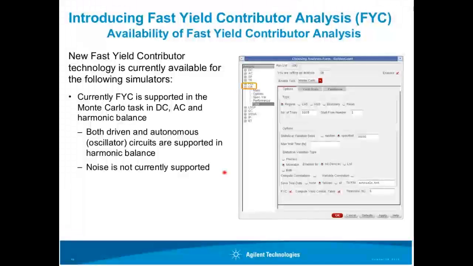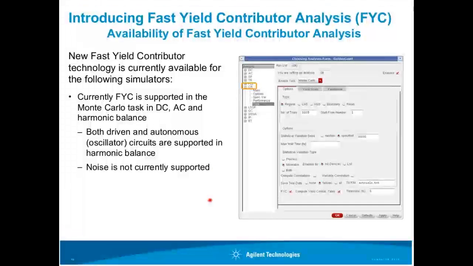In harmonic balance, both driven and autonomous, i.e. oscillator circuits, are supported. We currently do not support noise with fast yield contributor analysis, though we'd like to in the future. I don't have a commit date on that yet.